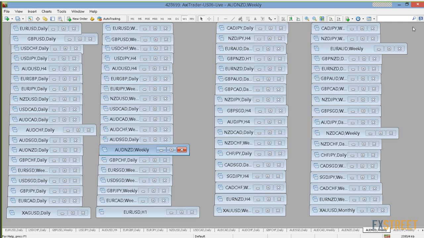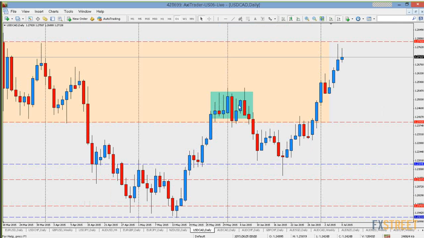So which charts would you like to see in terms of looking at an example of this setup? Any charts that you guys want? CAD. Okay, you got it. CAD it is. The Looney is the winner. All right, Tico, let's take a look at your CAD.